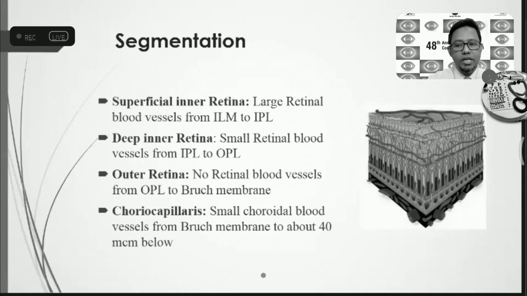In OCT we take a vertical scan, but in OCT angiogram we take a horizontal scan. In this scan, we find 4 layers: the superficial inner retina, the large retinal blood vessels from the internal limiting membrane to the inner plexiform layer; and the deep inner retina, the small retinal blood vessels from the inner plexiform layer to the outer plexiform layer. The outer retina has no retinal blood vessels, from the outer plexiform layer to Bruch's membrane. And lastly the choriocapillaris, the small choroidal blood vessels from Bruch's membrane to about 40 micrometers below.